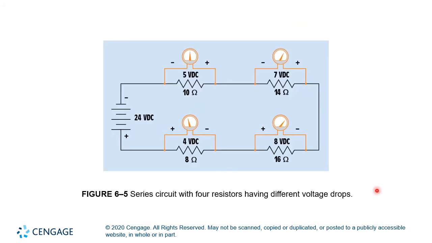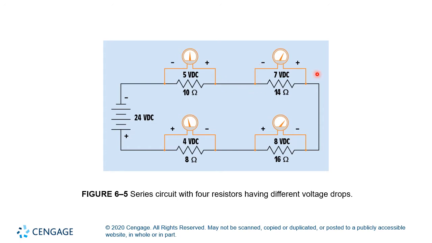For example, let's take a look at this circuit. We have a 20 volt DC power supply, and it's going to go across 1, 2, 3, 4 resistors. This is a 10 ohm resistor. This is a slightly larger 14 ohm resistor, 16 ohm resistor, and then a smaller 8 ohm resistor. And you'll see across the 10 ohm resistor, we have 5 volts DC.